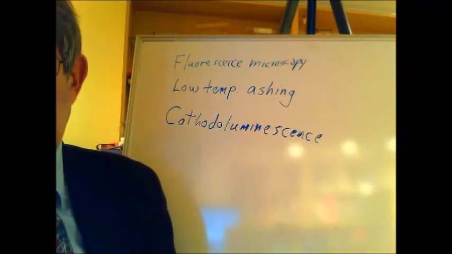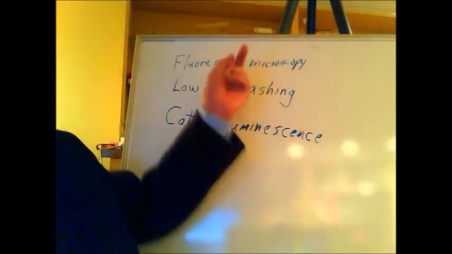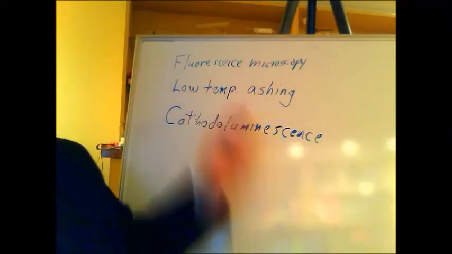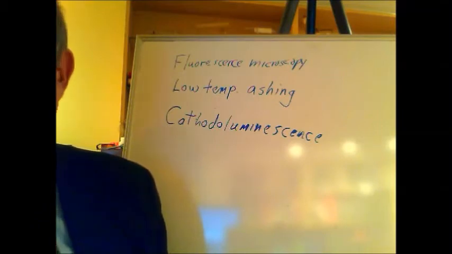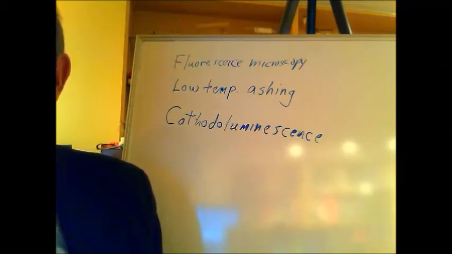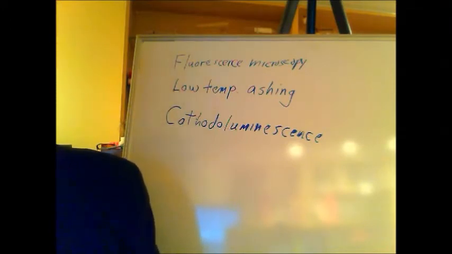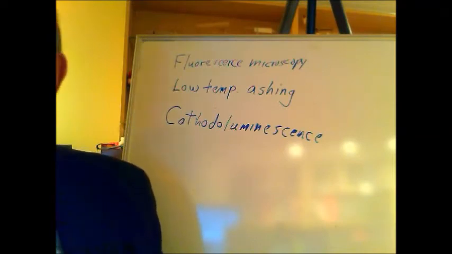Now, another technique that's in there besides fluorescence microscopy is low temperature ashing. And it's unusual that this would be considered low temperature because what is actually used to do the ashing is usually an oxygen plasma, which I would think would be kind of a high temperature technique, but apparently it's not, at least the way it's employed here.